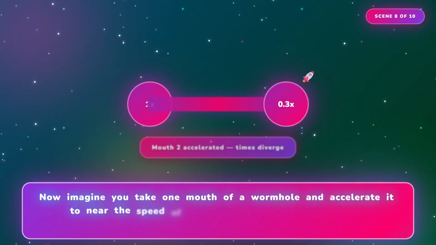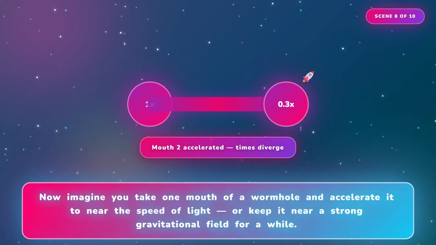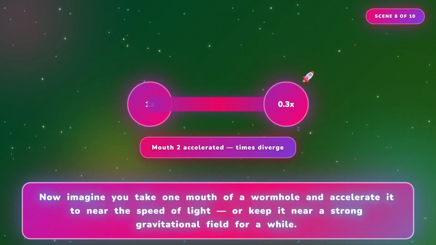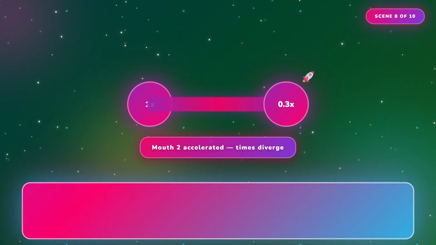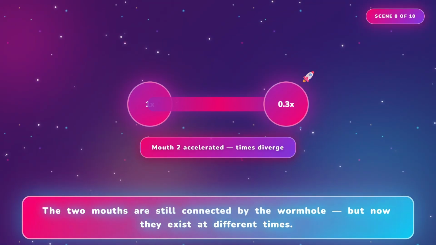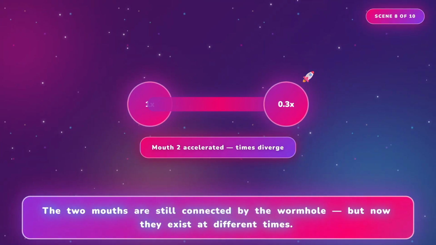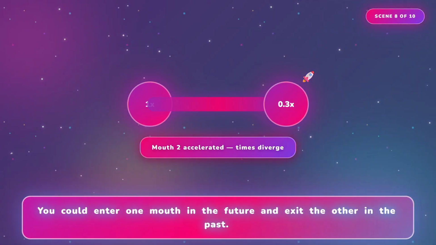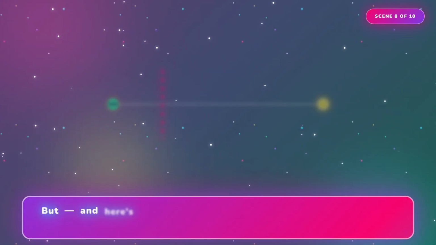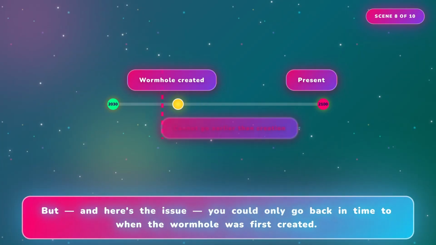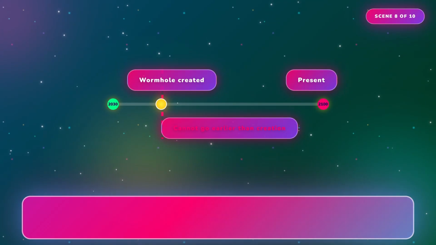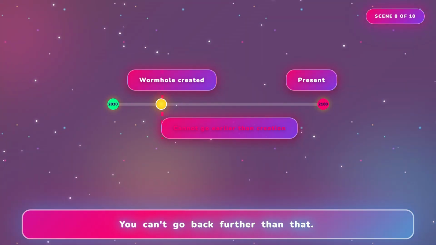Now imagine you take one mouth of a wormhole and accelerate it to near the speed of light, or keep it near a strong gravitational field for a while. The two mouths are still connected by the wormhole, but now they exist at different times. You could enter one mouth in the future and exit the other in the past. But, and here's the issue, you could only go back in time to when the wormhole was first created. You can't go back further than that.